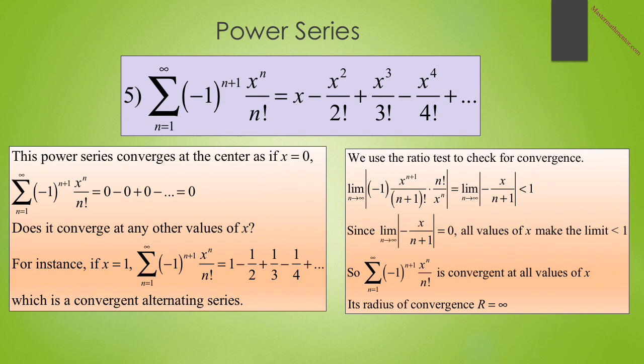But since that limit is equal to 0 for all values of x, then all values of x make that limit less than 1. So the summation n equals 1 to infinity of (-1)^(n+1) times x^n over n factorial is convergent at all values of x, and therefore its radius of convergence r is equal to infinity.